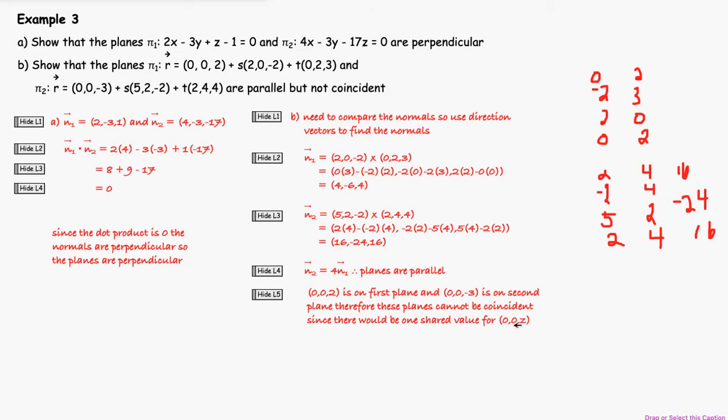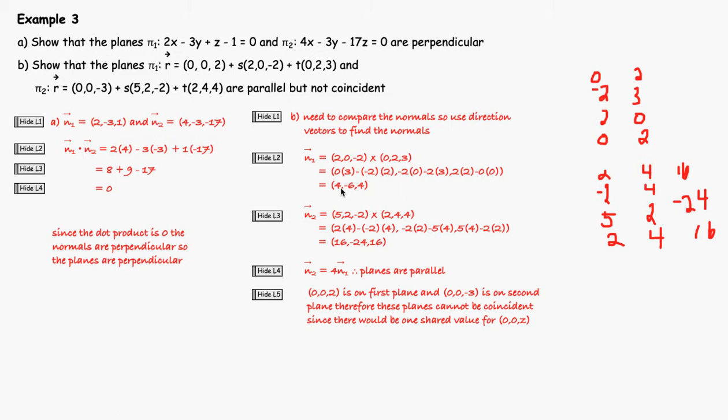So these planes are definitely parallel, but not coincident. There would be, as I mentioned, one shared value for 0, 0. You'd get 0, 0 sharing the same value, but we're getting 2 different values back. So these 2 planes are parallel, but not coincident. Another way to demonstrate this, but I'm not going to do this here, would be, now that you have the normal, you could plug the point in to find the Cartesian equation.